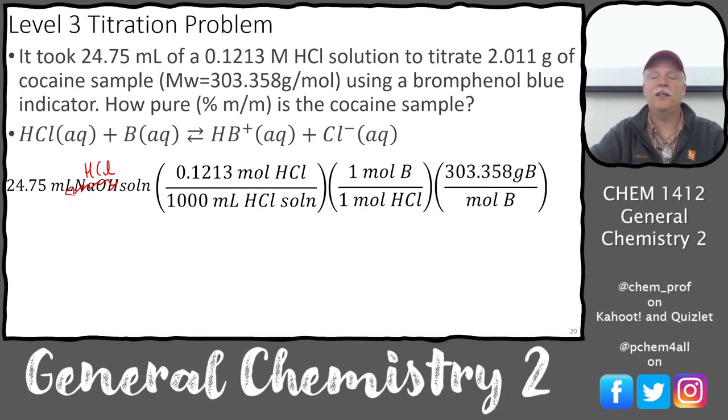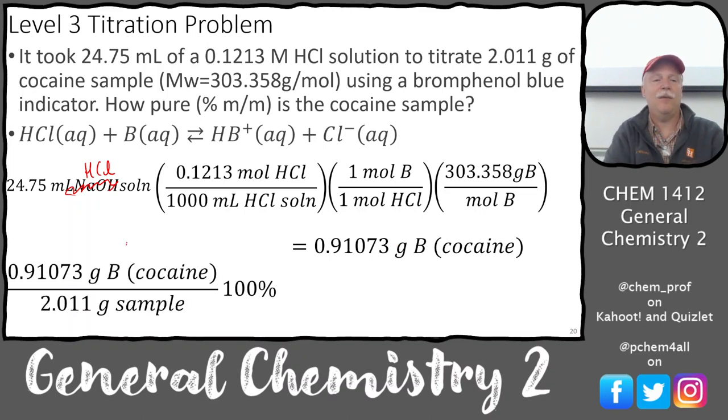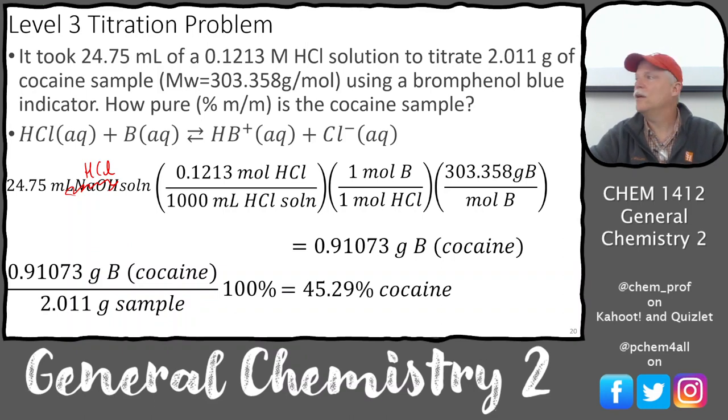And then I went ahead and went to mass of base. So now I've got the grams of cocaine. My titration tells me how much is actually cocaine. I divide that by the mass of the sample, and I get the percent purity. So it was 45% pure cocaine. Exactly. Or it's just spreading your supply.